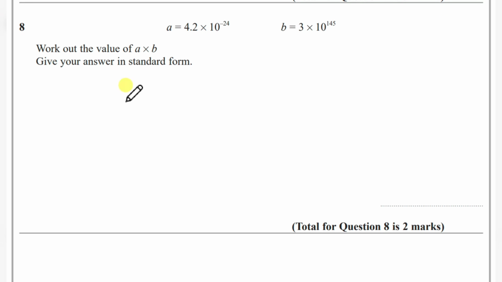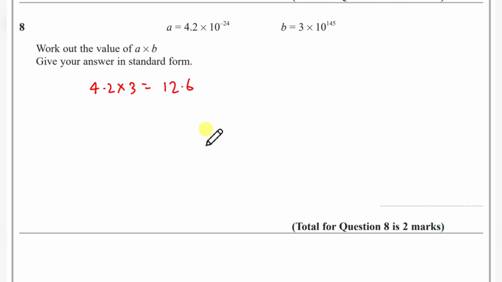Now, number 8. A equals 4.2 times 10 to the negative 24, and B equals 3 times 10 to the 145. Work out the value A times B. Give your answer in standard form. When you multiply these together, first you just work out the regular numbers, and then the powers of 10, so the standard form numbers. In your calculator, let's do 4.2 times 3. That should give us 12.6.